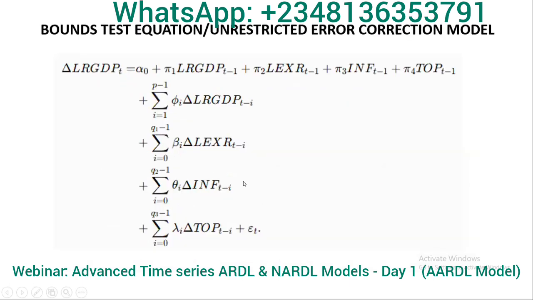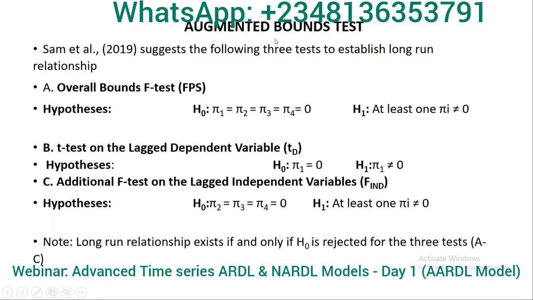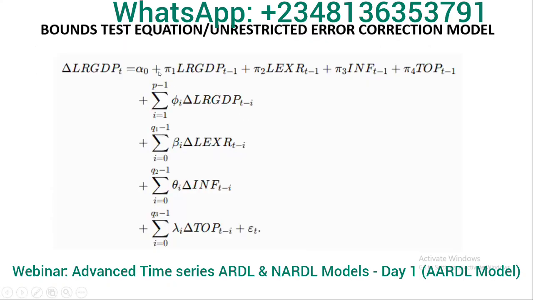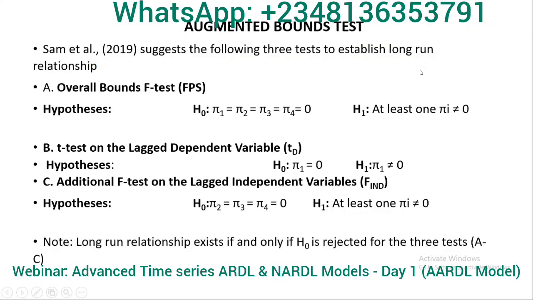So we have the bounds test equation. This is the specification for the bounds test equation. It is also known as the unrestricted error correction model. So here is where we have the augmentation. The usual bounds test has two tests. That is the F test on the coefficients of the lagged dependent variable and the other explanatory variables. Like we have here, pi1 equals pi2 equals pi3 equals pi4 equals 0. That is the null hypothesis.